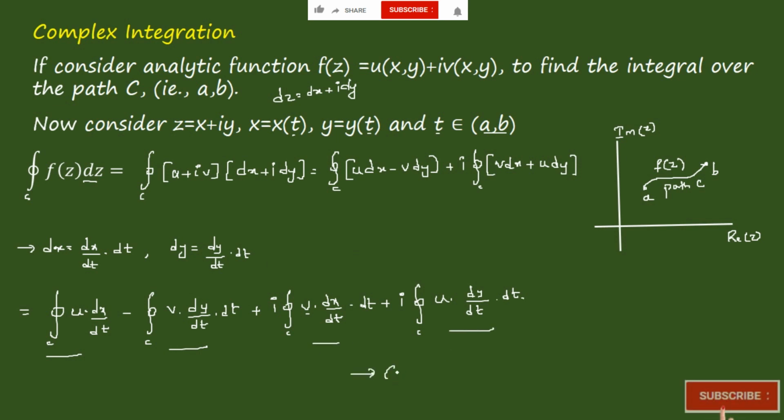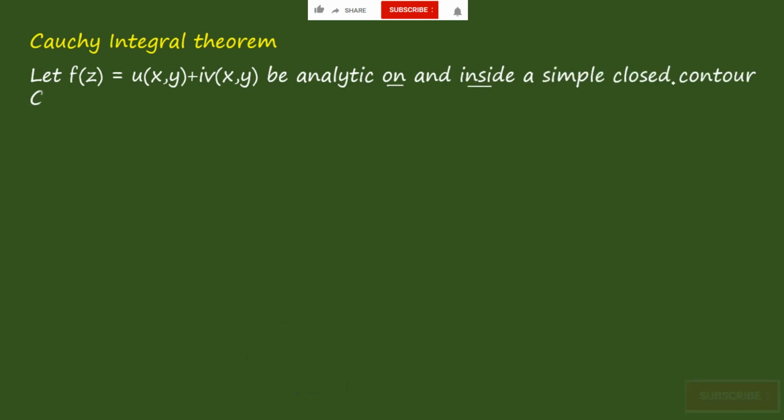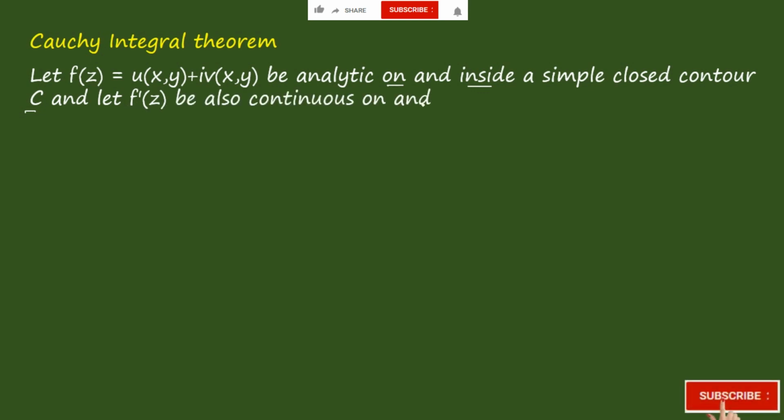So we will go with Cauchy's integral theorem to solve the problem very easily. We'll be using Cauchy's integral theorem. So if you consider a function f of z, which is equal to u plus iv, where u and v are functions of x and y, analytic on and inside a simple closed contour C, and let us consider f dash of z also continuous on and inside C.